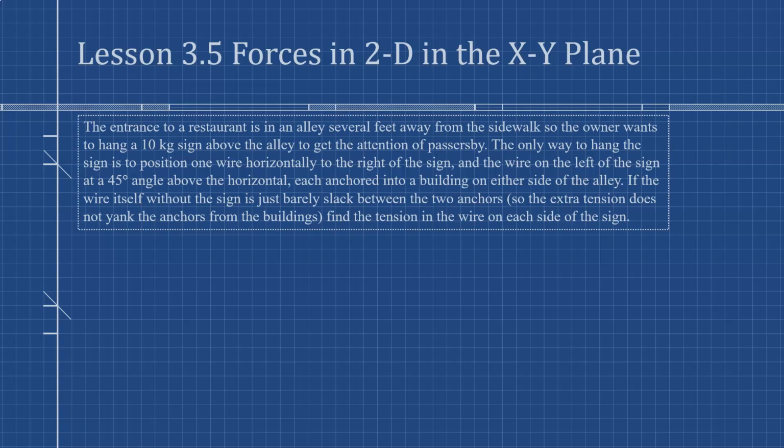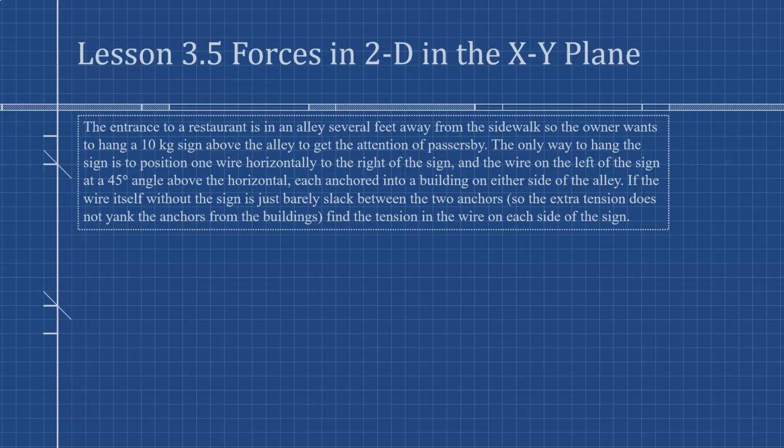If the wire itself, without the sign, is just barely slack between the two anchors, so we're not actually pulling them tight, like pulling the buildings toward each other, the extra tension does not yank the anchors from the building. Find the tension in the wire on each side of the sign.